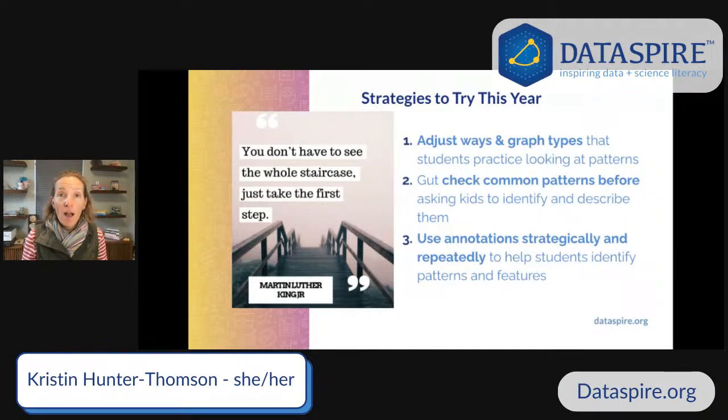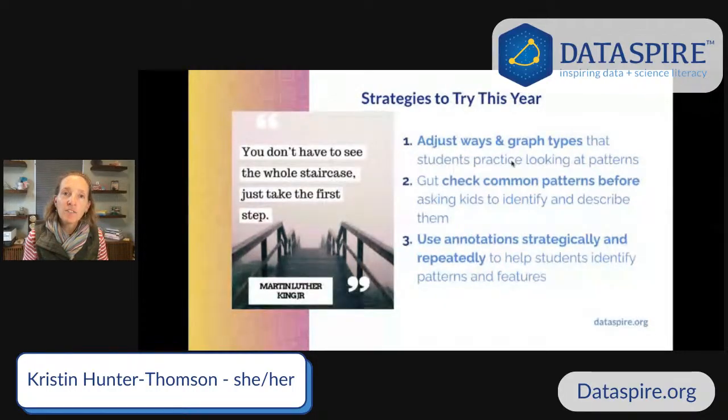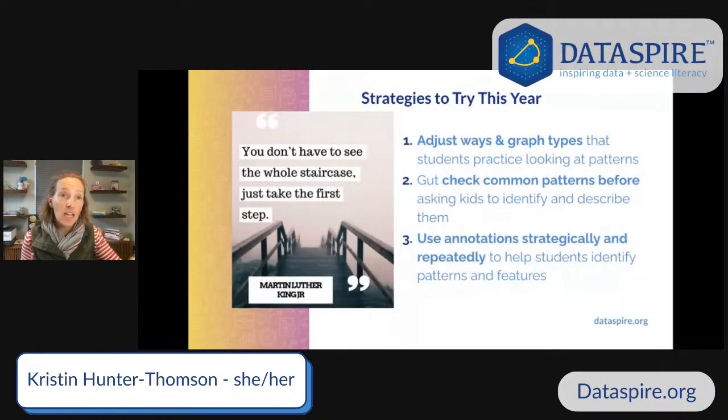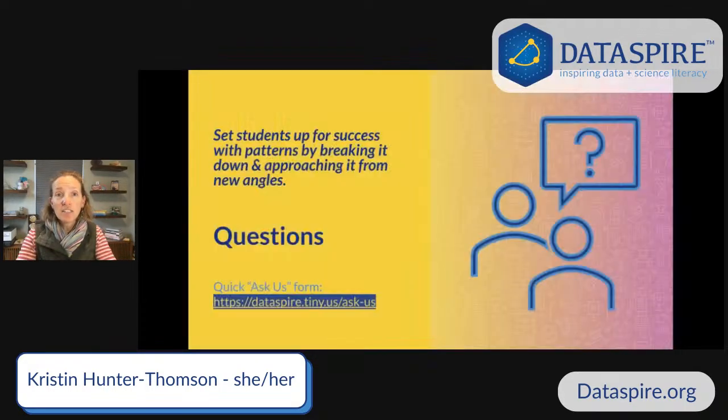We talked about doing that gut check. Doing that gut check of, do our students know those common patterns before we ask them to identify and describe them? And then finally, strategically and repeatedly using annotations to help students identify those patterns and features. So expanding the ways we're looking at data visualizations and then doing that gut check of, do our students know the patterns before we're asking them? But that's what we covered last week. Check out the video. It is live. Everyone can access that to see some of those strategies.